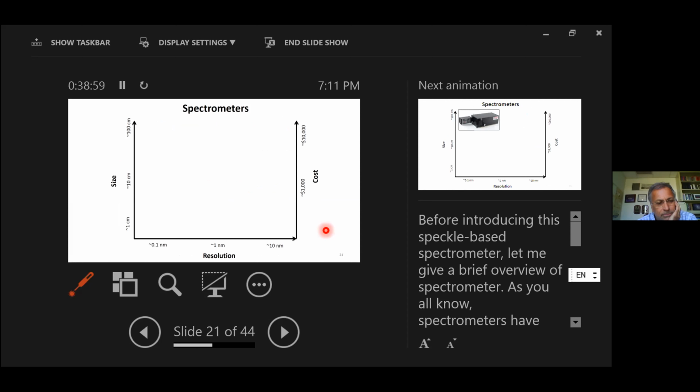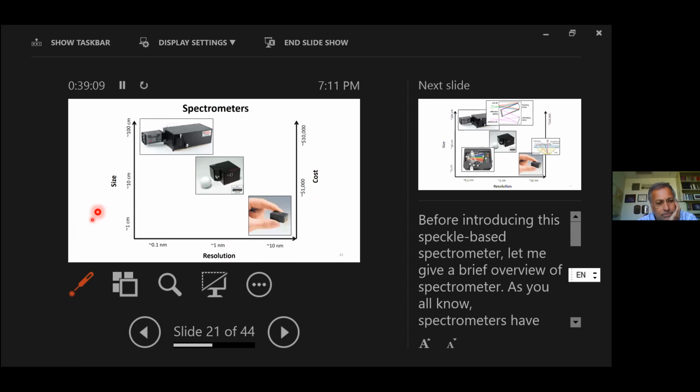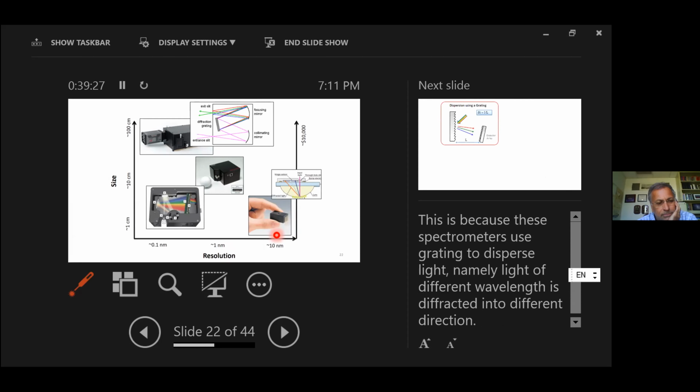For a spectrometer, if we buy one, what we care about is the size, cost, and the resolution, right? If we want higher resolution, the spectrometer is usually large and more expensive. A smaller spectrometer is cheaper, but the resolution is not so good. The reason is that if we open up these spectrometers, they are all based on the same principle. In other words, they all use a grating to diffract light.